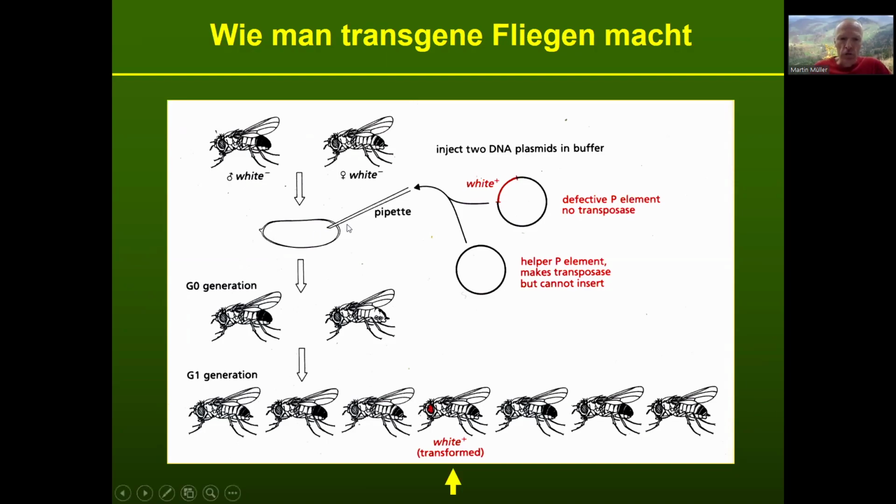So what do we have to do? We have to cross these flies with each other. They have white eyes. And now in the next generation, since they might be transgenic in their germline, the progeny, once in a while, will not have white eyes like these all have, but it's transformed. It has obtained this vector which we have injected into young embryos. Now, in the G1 generation, we can spot the transgenic flies and breed them.